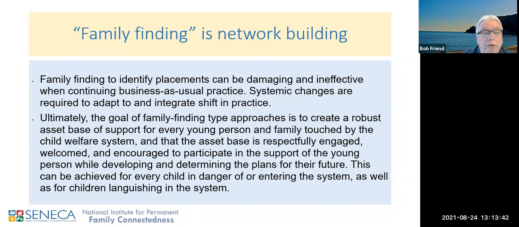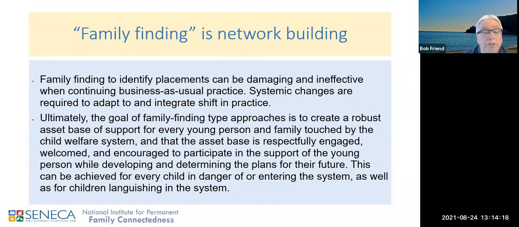So we want to create that robust asset base of support for every young person and family touched by the system. And here's the niche, here's the real strength of the intervention: we make sure that the asset base is respectfully engaged, welcomed, and encouraged to participate in the support of the young person while developing and determining their plans for the future. Kevin Campbell often talks about this as invited but not welcome. This can be achieved for every child in danger of or entering the system, as well as for children languishing in the system.